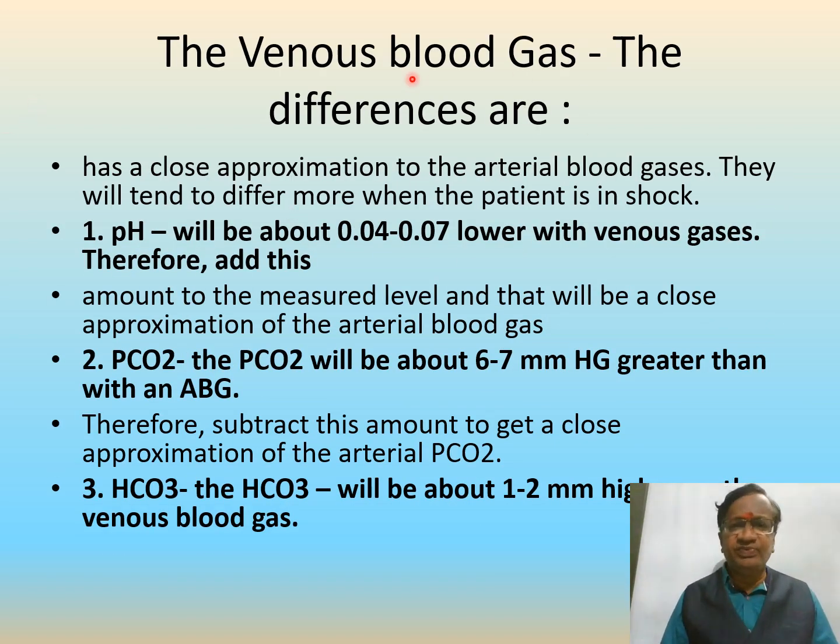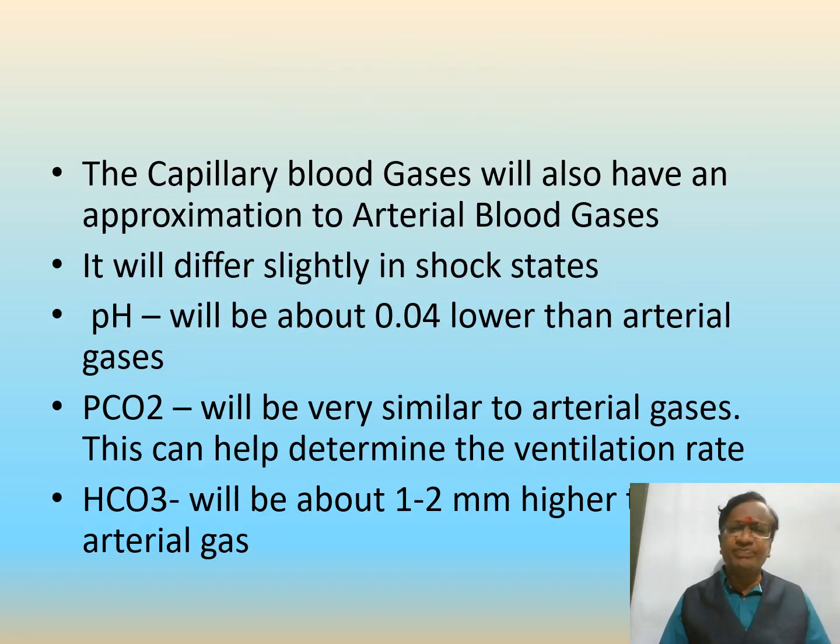There is a difference with venous blood gases. The pH will be a little lower, the PCO2 will be a little higher, and bicarb will be a little higher. The capillary blood gases may change slightly in shock states. That is very important. Otherwise, it is similar. Bicarb is slightly higher and pH is lower, but yes, in shock states.